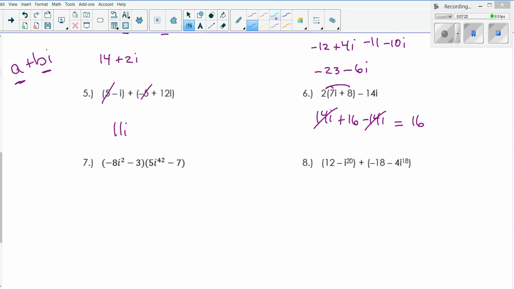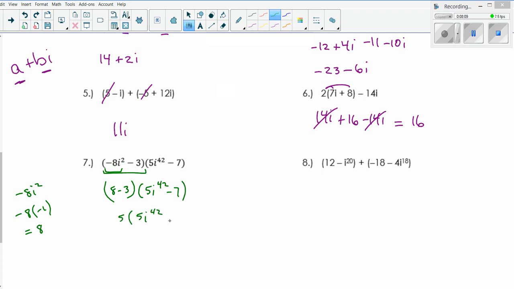Okay. Next one. I could go through and do this times this and this times this and this times this and this times this. However, if I take a second to look at what I'm given before I start the problem, I can see right here that I have negative 8i squared. And negative 8i squared, we know what i squared is. It's negative 1. So this is really just saying negative 8 times negative 1, which equals positive 8. So this whole part right here is actually just saying positive 8 minus 3 times 5i to the 42nd minus 7. So my problem actually becomes a lot quicker because I recognize that i squared. 8 minus 3 is 5 times 5i to the 42nd minus 7.